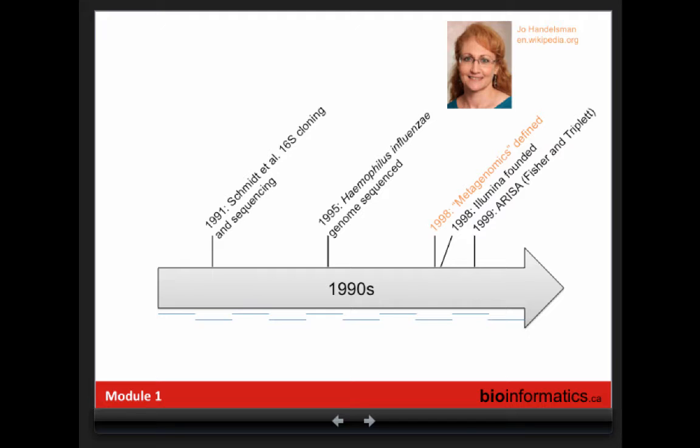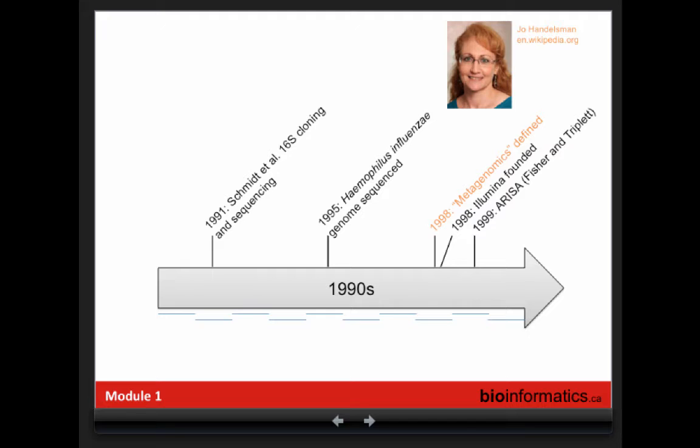So the 90s is really defined as a genomics era, where the first microbial genome, a bacterial genome, was published in '95. And in '98, probably less than 20 genomes were available at that time. Joe Handelsman was already thinking about going beyond genomic sequencing, and the term metagenomics was coined at that time. Again, she was trying to look at the functional aspect of a soil community.